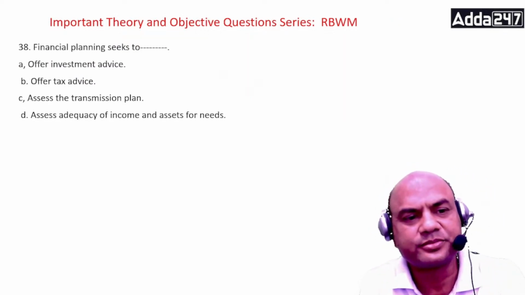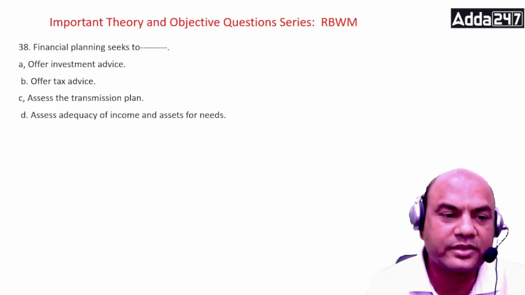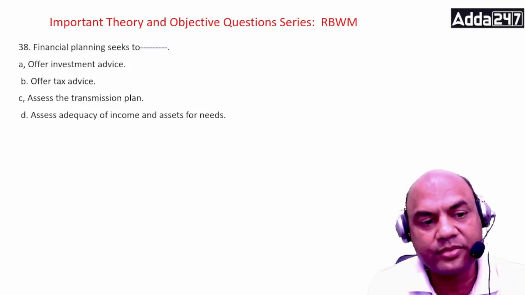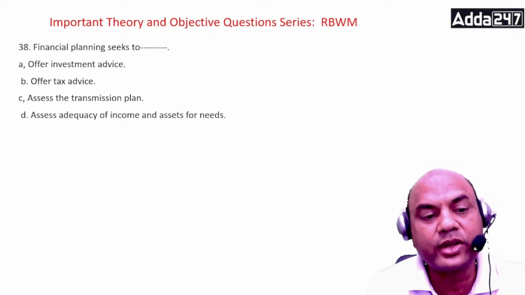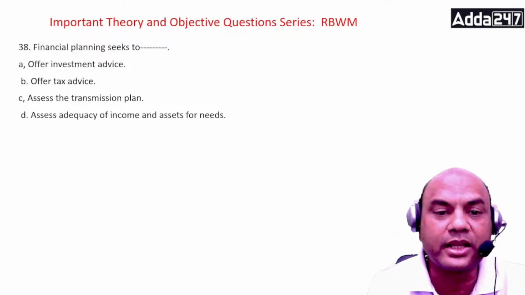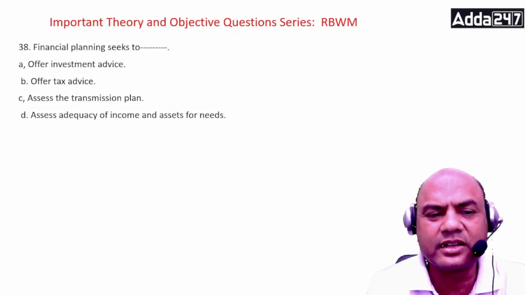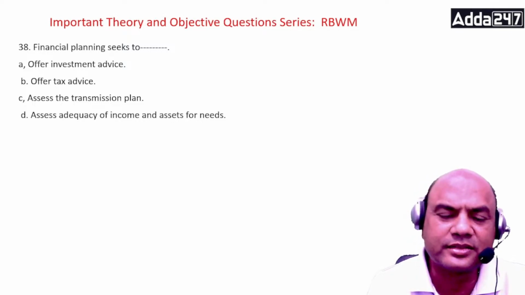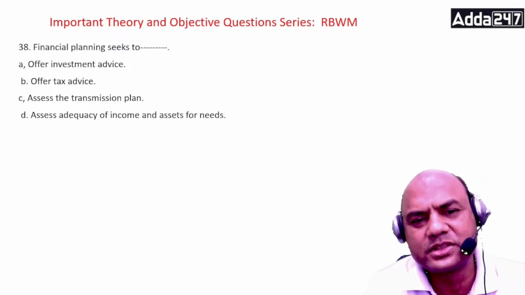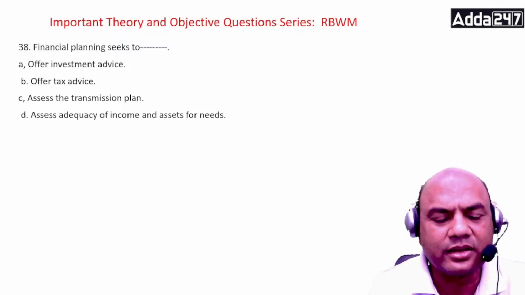Next one. Financial planning seeks to offer investment advice, offer tax advice, assess the transmission plan, assess the adequacy of income and assets for the needs. So what does financial planning do? Is it only telling the customer do this, do that, and that's it? Only investment advice: invest in this, that, that. I won't do anything. Is it that?